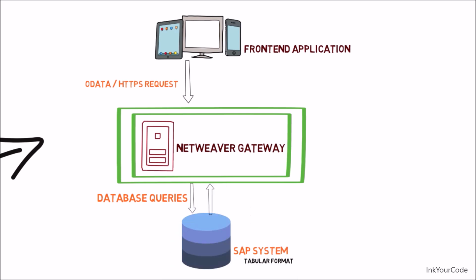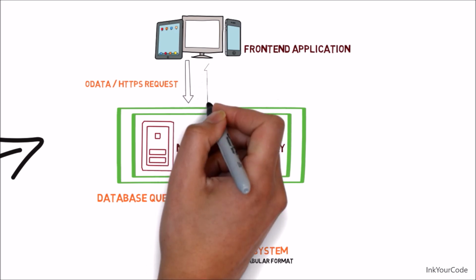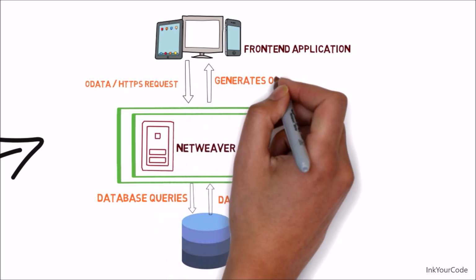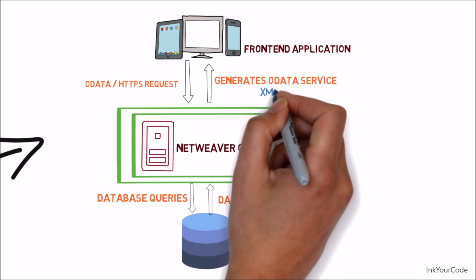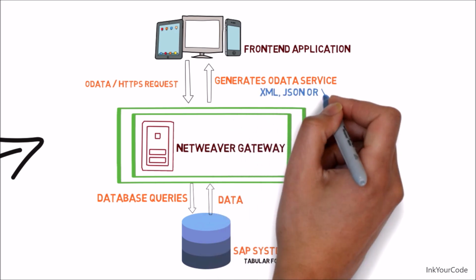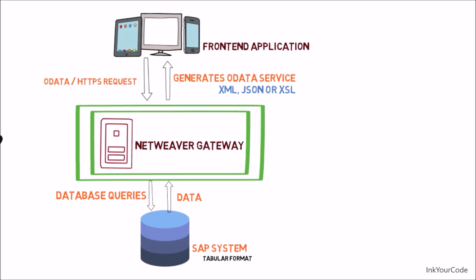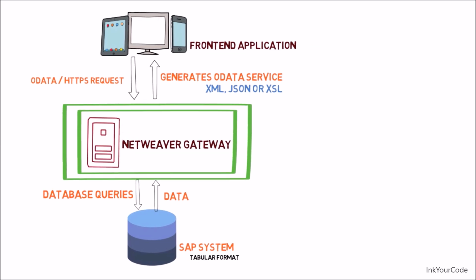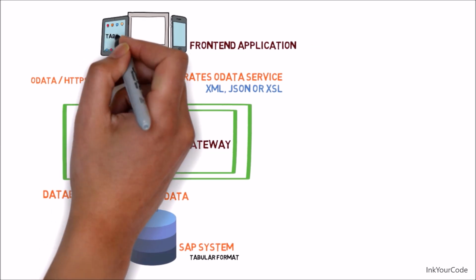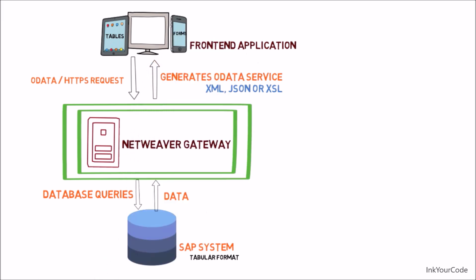Finally, this business data will be sent again to the NetWeaver Gateway, which further generates an OData service in the format of XML, JSON, or XSL. Here exactly, in the front-end application, the data will be displayed in the form of tables, forms, and graphs.